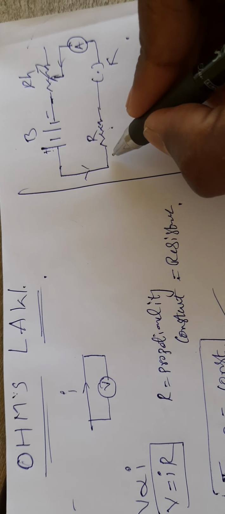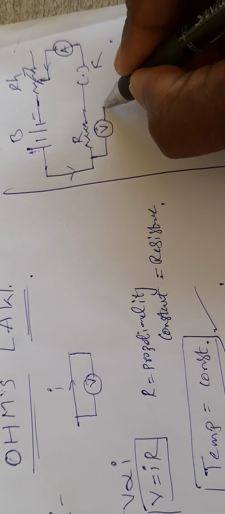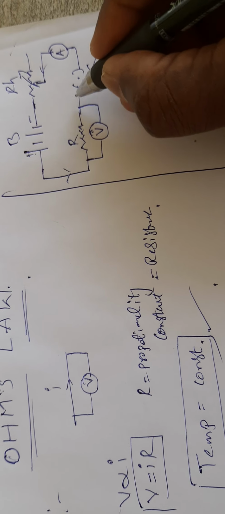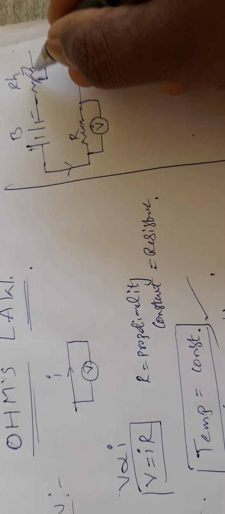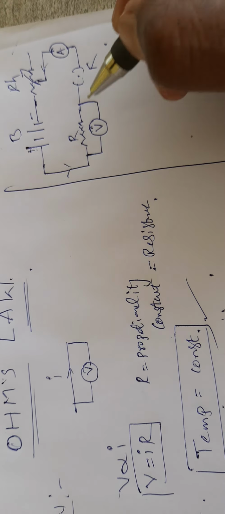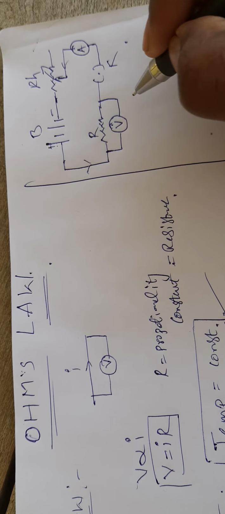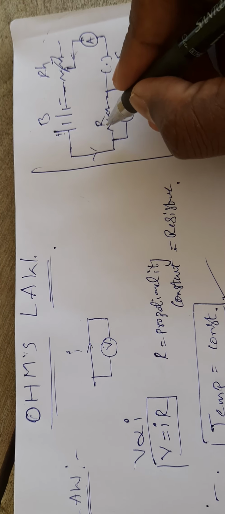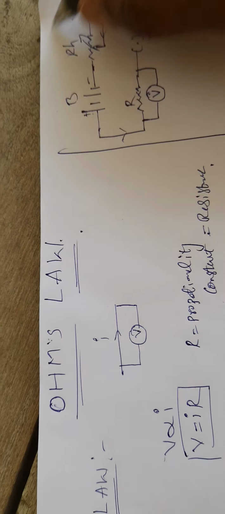Here we will connect the voltmeter in parallel connection, which means this is a bypass way. This is a series connection, and this is a bypass way, across the ends of the resistor. Now we are going to verify Ohm's law across this resistance. So this is the complete circuit diagram.